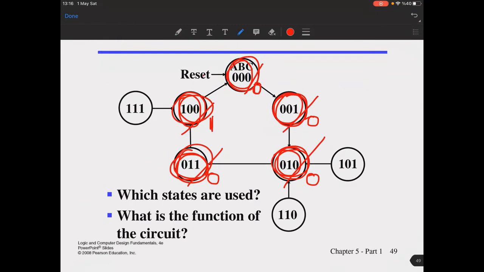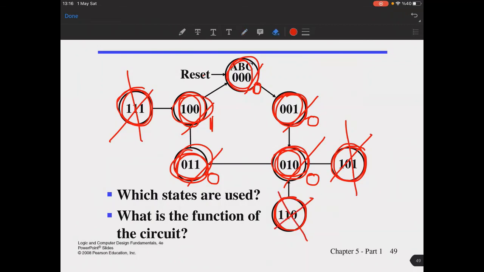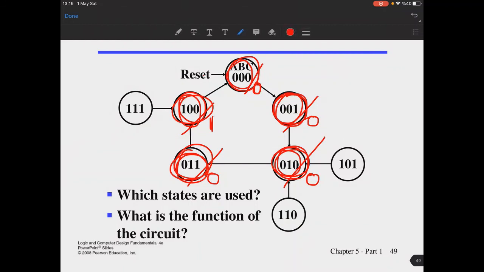Which states are used here? So you see, these 5 states are used here, the first 5 states. And what about the others? They theoretically exist, but we never end up with those states, so they are not used. Only 5 states are used. And what is the function of the circuit?